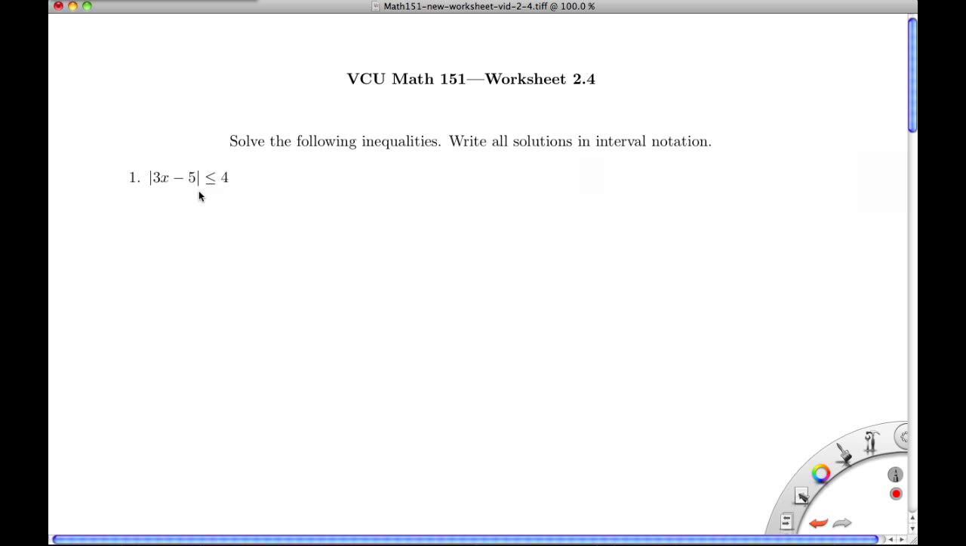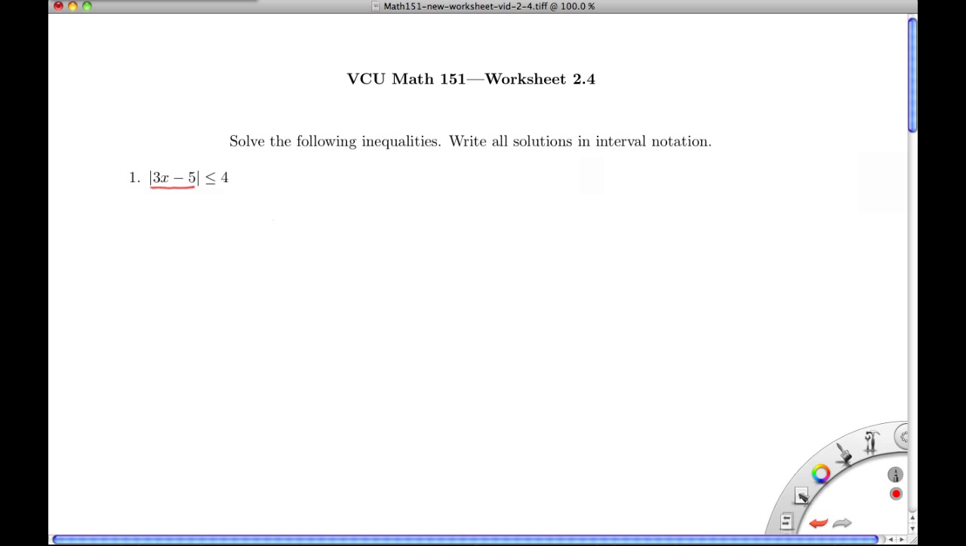First, we've got the absolute value of 3x minus 5 is less than or equal to 4. So what we're doing is we're looking for the values of x that maintain this inequality. Now with absolute values, we have to remember that since we're taking the absolute value of 3x minus 5, we need to account for the possibility that that expression could have been a positive or a negative version of what's inside the absolute value bars. So inevitably we have to set up two different inequalities.